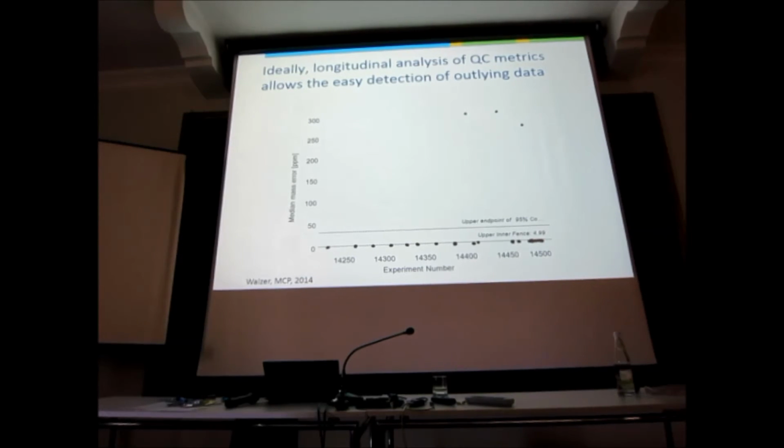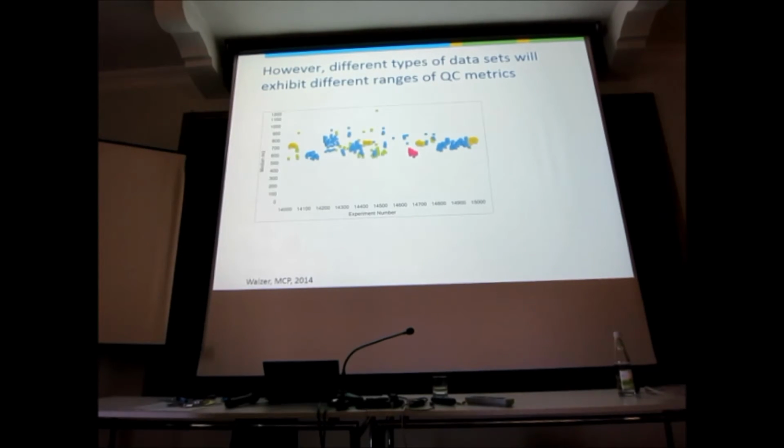Okay? The problem with that is that you need to keep also track of metadata. You need to know what you have been doing. This is the same kind of data, median M over Z, over very many runs. This is many years of mass spectrometry that you're looking at. In Ghent we can do that. We have everything in the database.